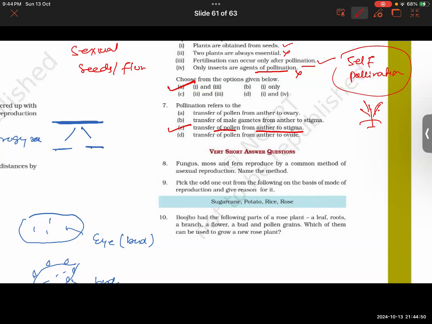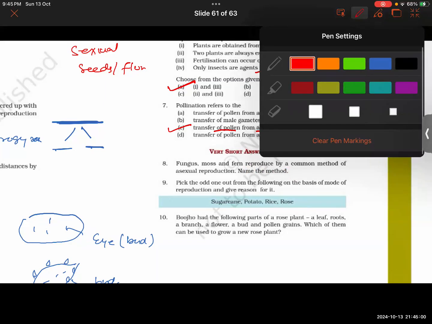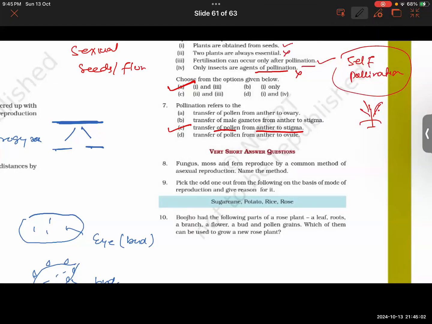Question number 8. This is a very short answer type question. Fungus, moss, and fern reproduce by a common method of asexual reproduction. What is that method? In fact, I showed the images of that to you guys as well. It was something related to spores. Okay, you're close to your answer, by the way. Others also answer this, Priyanka and Abu Bakr.